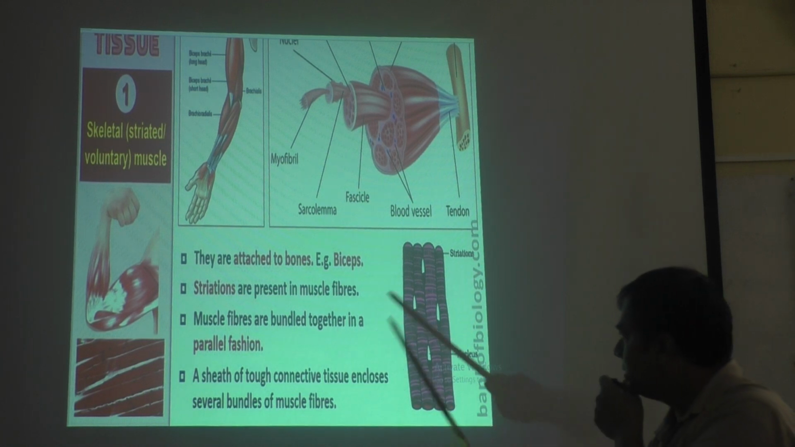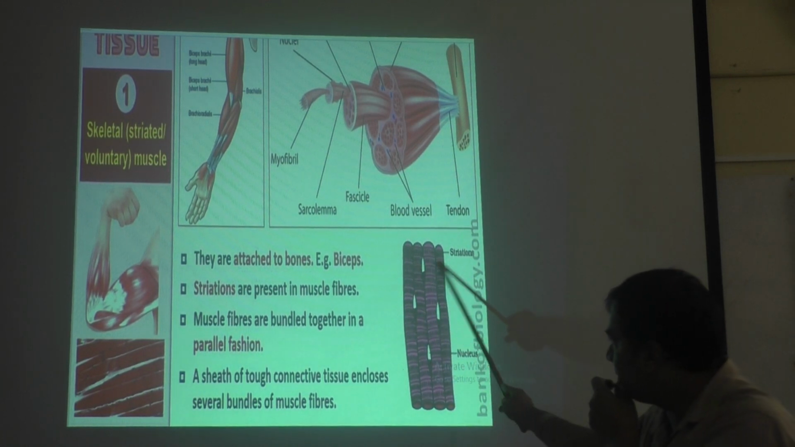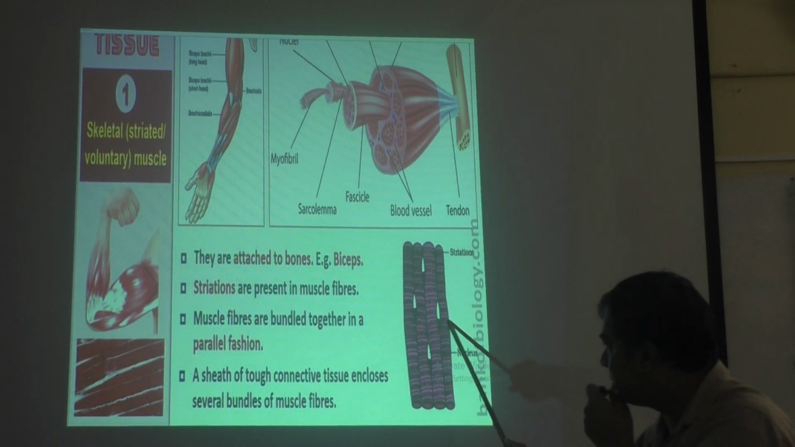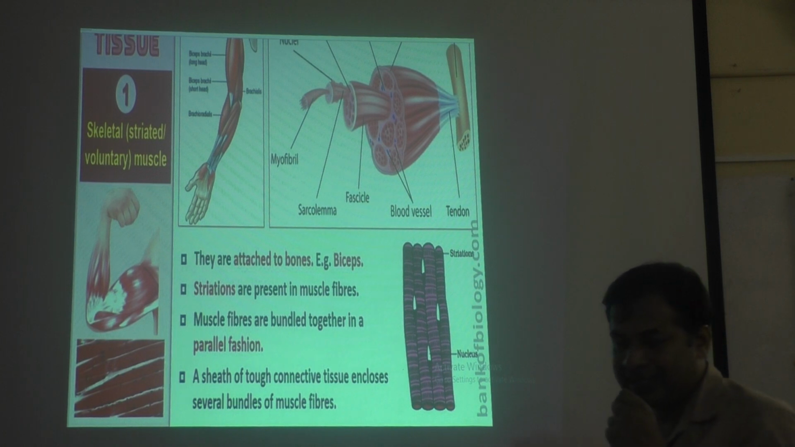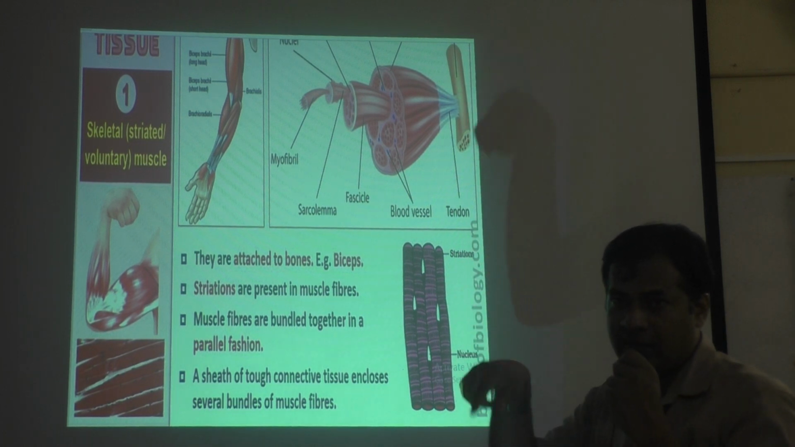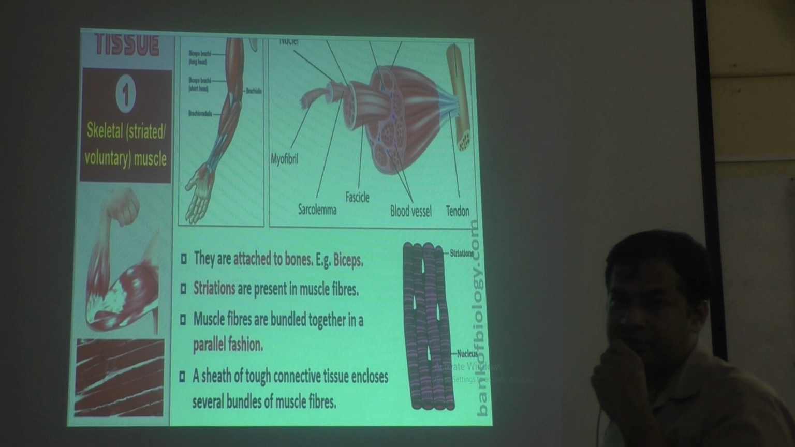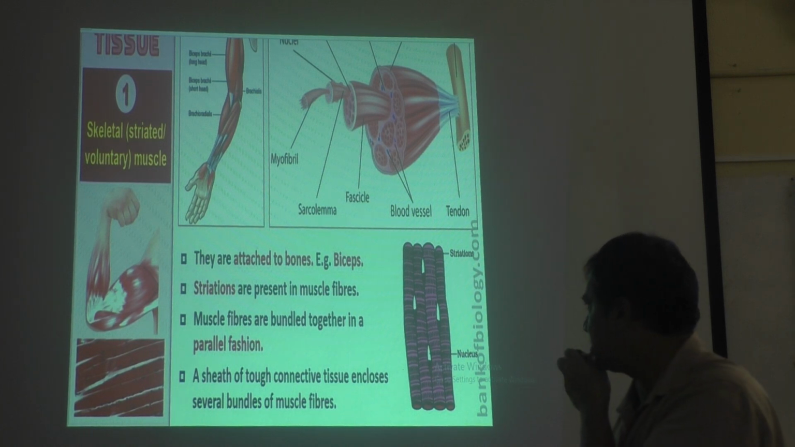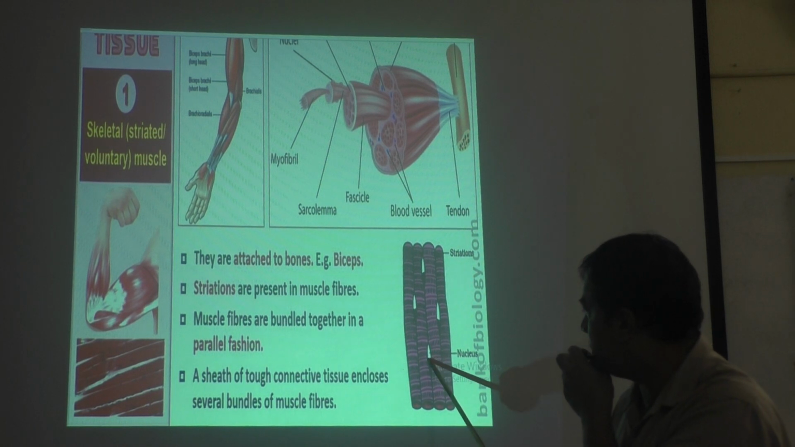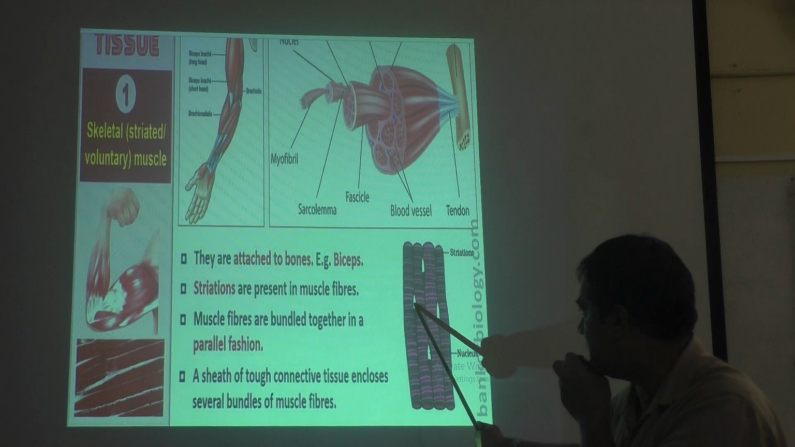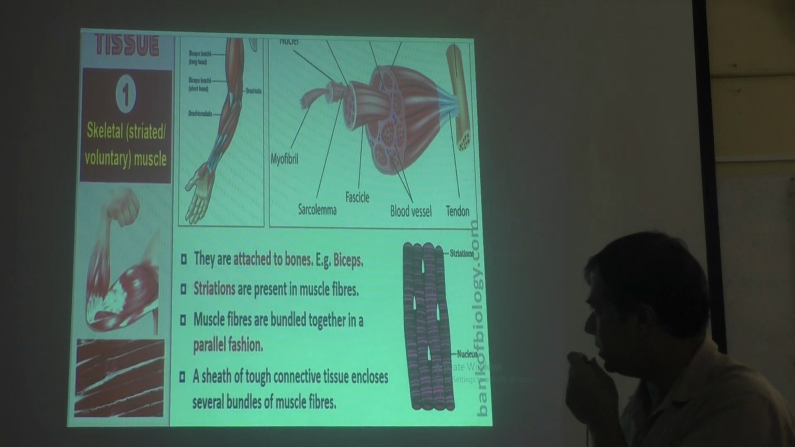You can see here, this is the cell. Lines are there on the body of the muscle. These lines are what we call striations or stripes, like a tiger has black lines on its body. That is called stripes or striations. You can see these lines are striations, and there is a nucleus here, in white color. Here white, here white, here white. All these are nuclei.